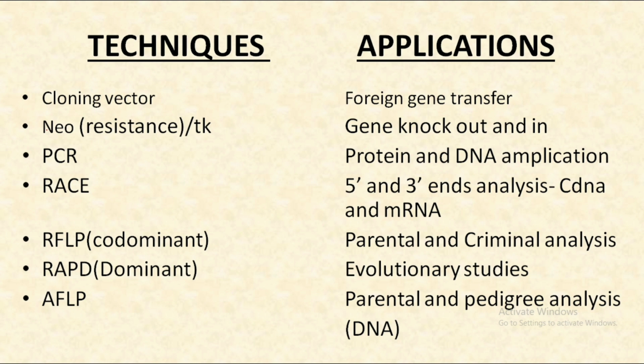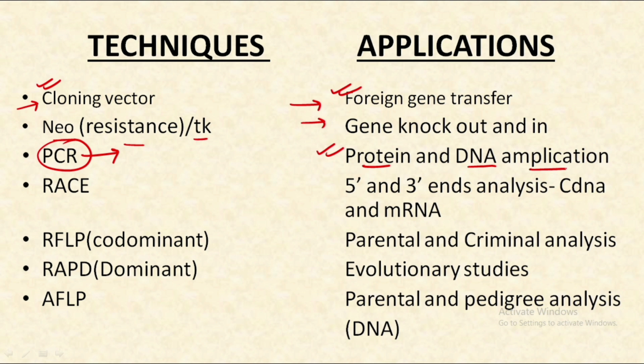Talking about the first technique mentioned in the unit, it is the cloning vector, and the most important application of it is in foreign gene transfer. Then we have neomycin resistance and the TK gene, which are mainly used in gene knockout and knock-in. Talking about PCR, that is polymerase chain reaction, it is mainly applied for protein and DNA amplification. Then we have RACE, which is mainly used for analyzing the 5' and 3' ends of the complementary DNAs and the mRNA.